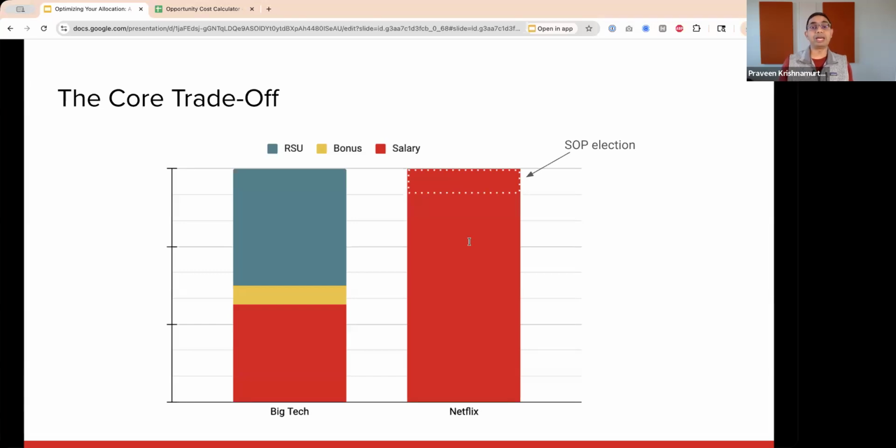So, in addition to being a Netflix employee, you're choosing to be an investor in the company. That added choice is what makes this decision worthy of closer examination. Understanding this trade-off is the foundation for the rest of your decision.